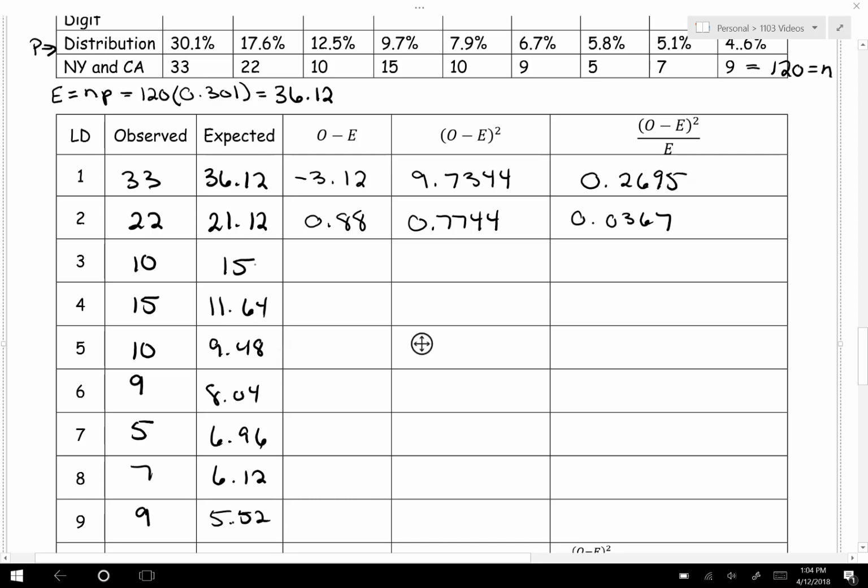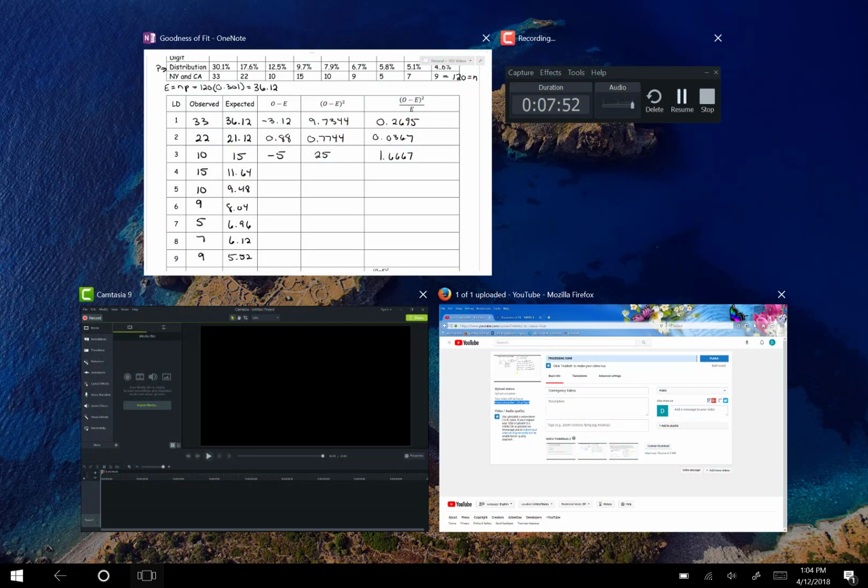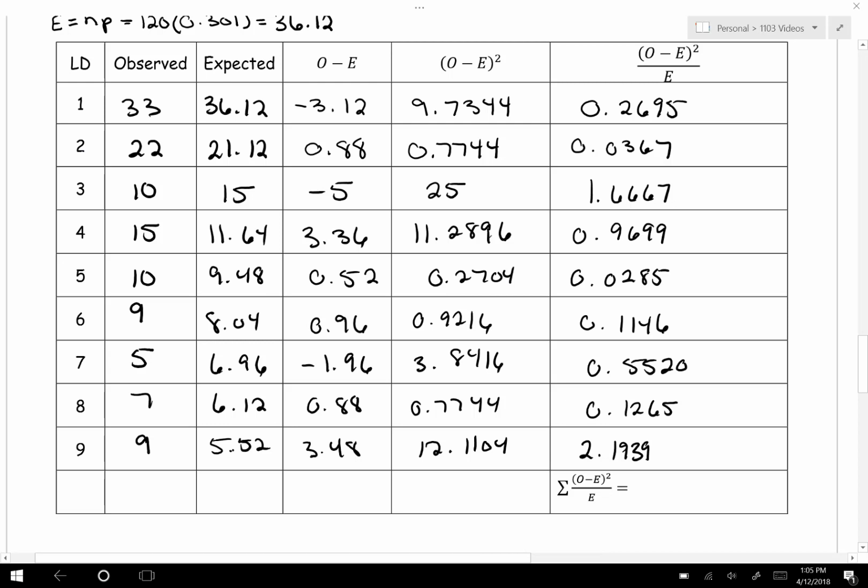And we'll do one more row together. 10 minus 15 gives us negative 5. Negative 5 squared is 25. And then divide 25 by 15, our expected, and you should get 1.6667. So I'm just going to pause the video, I'll fill in the rest of the table, and then you can compare to see if we get the same values. Okay, so I have the rest of my table filled in. You might want to just pause it right here and make sure that all of our numbers match.